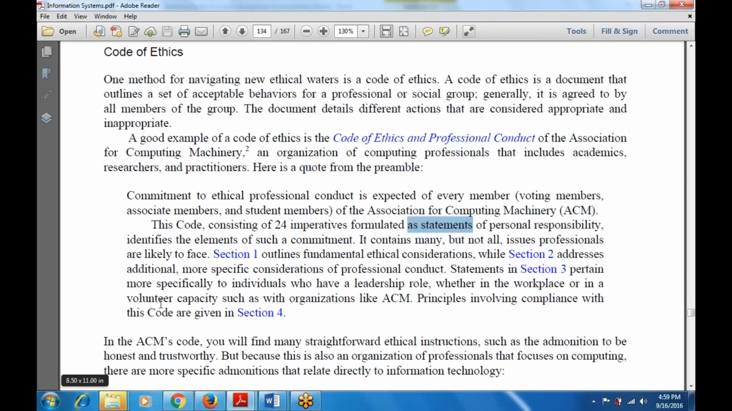Section 1 outlines the ethical considerations. Section 2 addresses additional, more specific considerations of professional conduct. Then Section 3 pertains more specifically to individuals who have a leadership role, whether in the workplace or in a voluntary capacity, such as with an organization like the ACM.